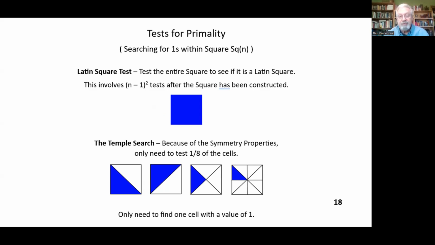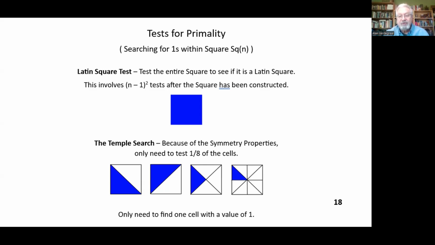Fortunately, because of the symmetry properties, we can drastically cut down on the number of cells that need to be tested. What are we testing for? A cell with a value of 1. Of course, we have to determine the value in that cell. Yet we are only using addition, and computers love to add more than any other type of operation. Then we can test that value to see if it is equal to 1. A computer can do this very quickly. If even a single 1 is found, we know this number n is a composite number.